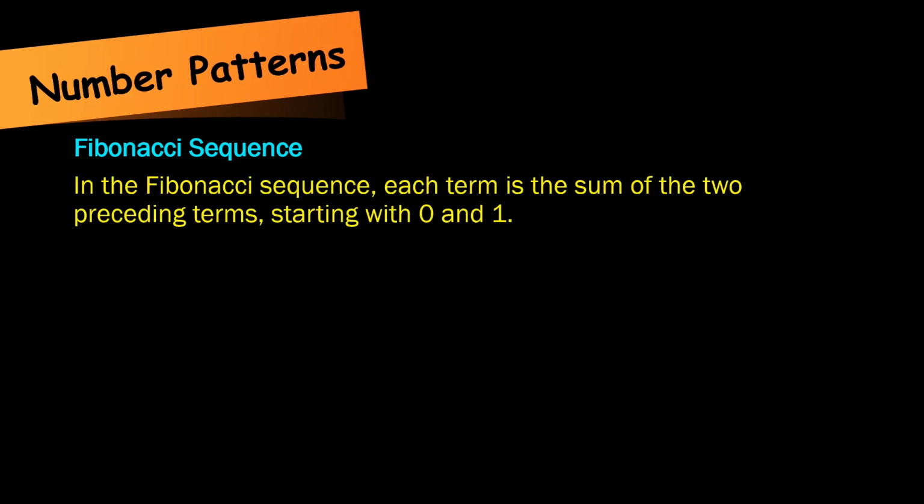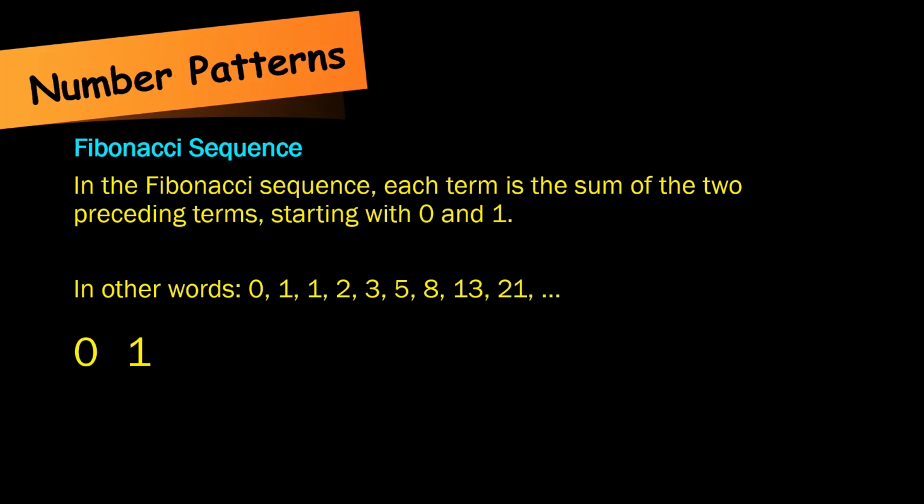And now for the Fibonacci sequence. In the Fibonacci sequence, each term is the sum of the two preceding terms, starting with 0 and 1. So we have 0, 1, 1, 2, 3, 5, 8, 13, and 21, etc. So how did we get this?